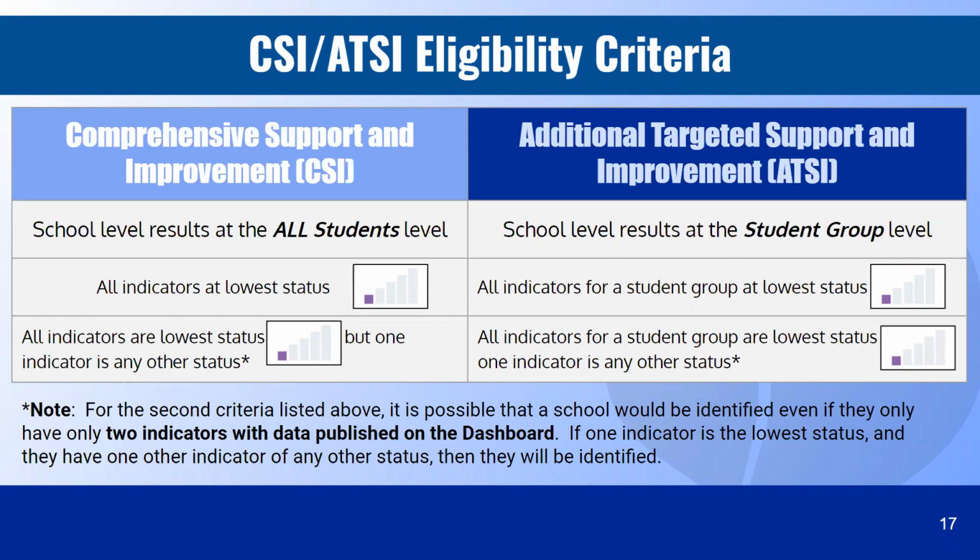It is important to note that it is possible that a school could be identified even if they only have 2 indicators with data on the dashboard. If 1 indicator is the lowest status and they have another indicator with another status, then they would be identified under the second criteria.